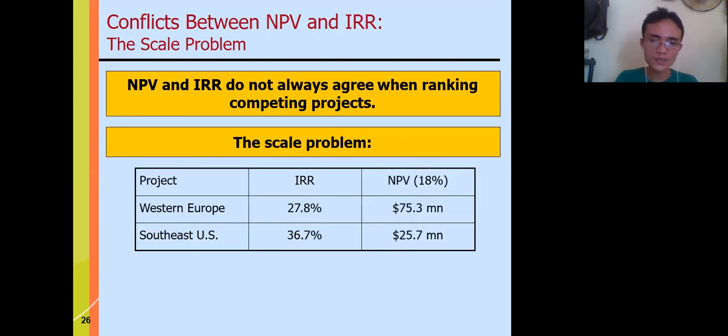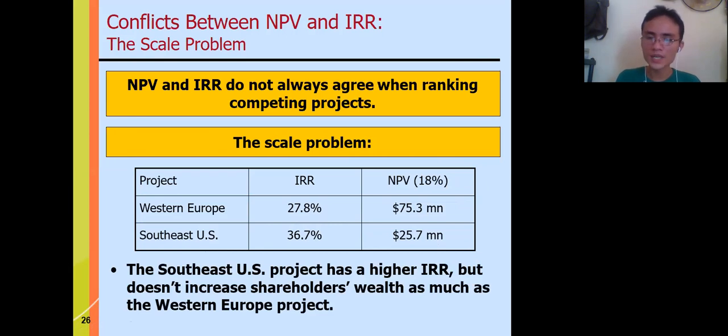All right. So you have your IRR and NPV. This is the key here. This IRR is lower compared with the other one. But take note that Western Europe has a higher investment, 250 million, and this one is 50 million. In fact, it is 5 times the investment of Southeast US. That's why if we look at the NPV, it's even higher than Southeast US. Because of the scale problem, we might be thinking that, because under IRR Southeast US has the higher one, we should consider it. That's why we really look into the NPV.